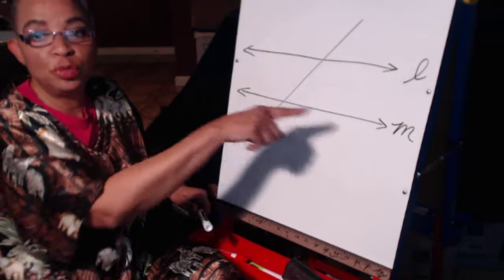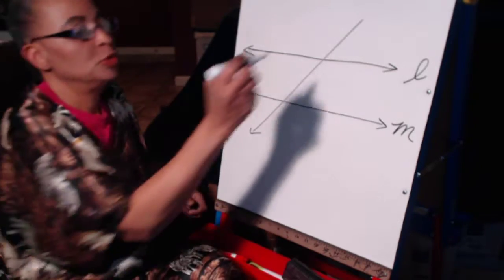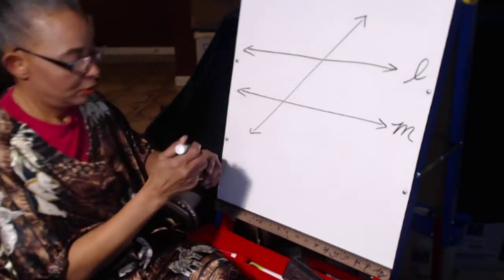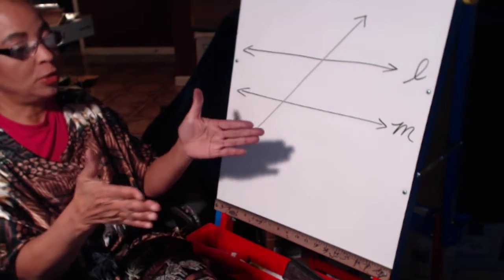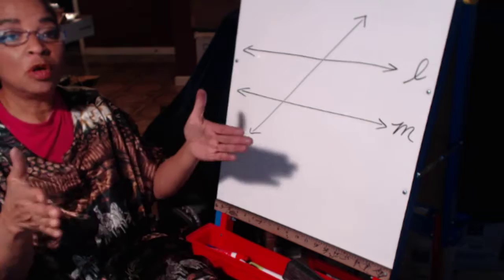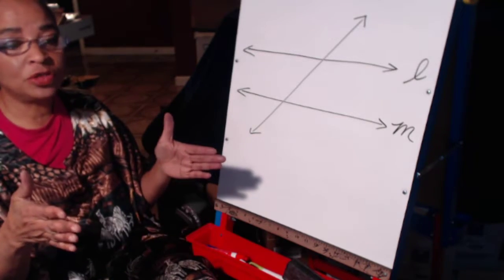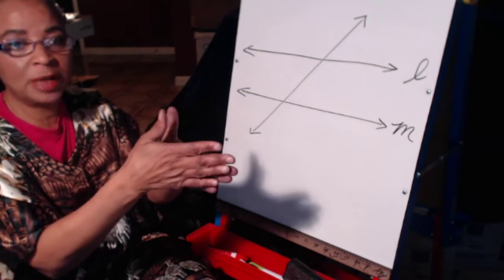Notice we have two parallel lines. Pretend they will never meet, like railroad tracks. Railroad tracks or the lane on the street. The lane will never come together.